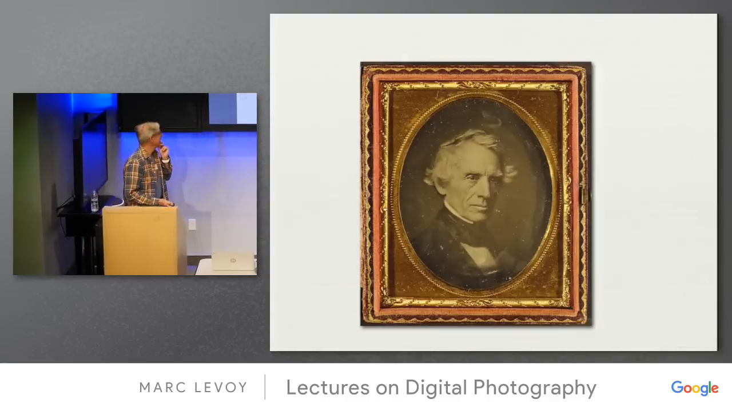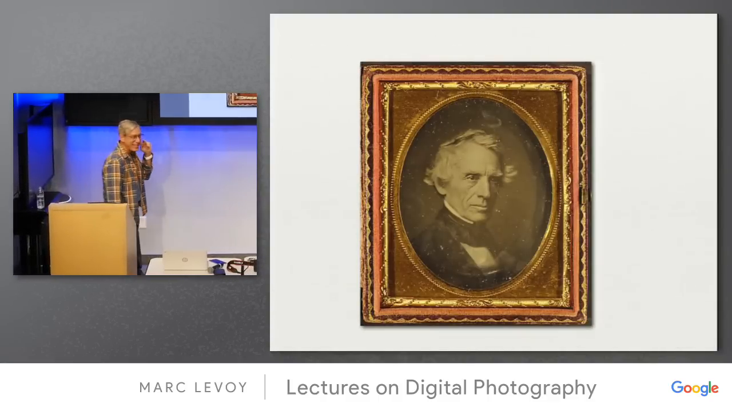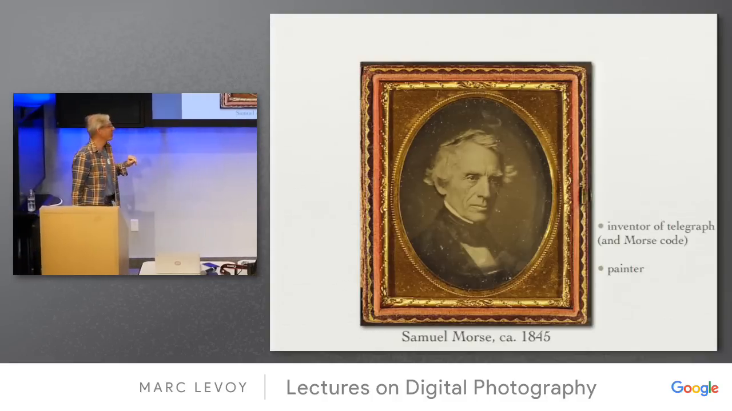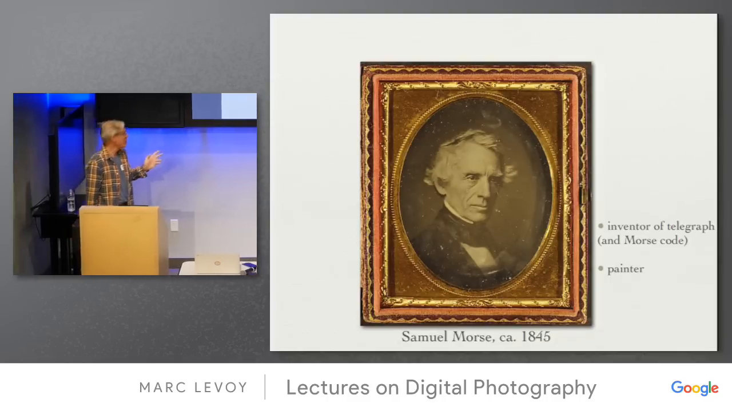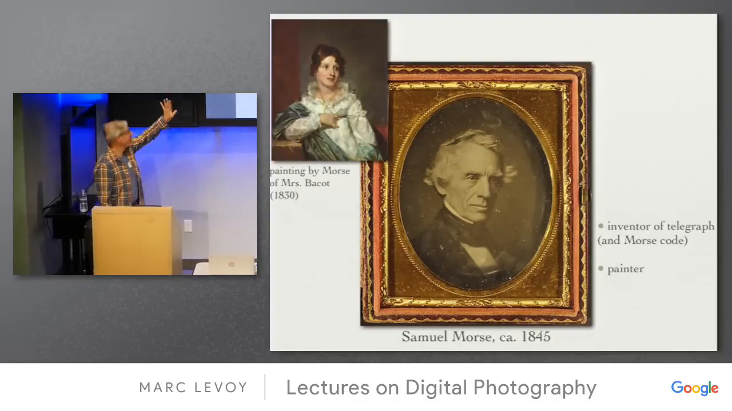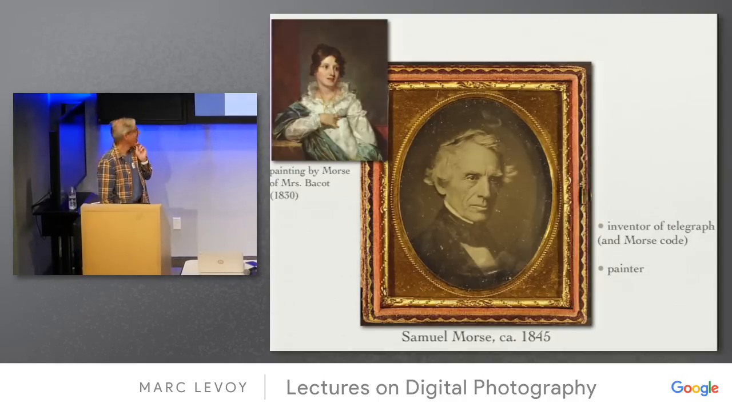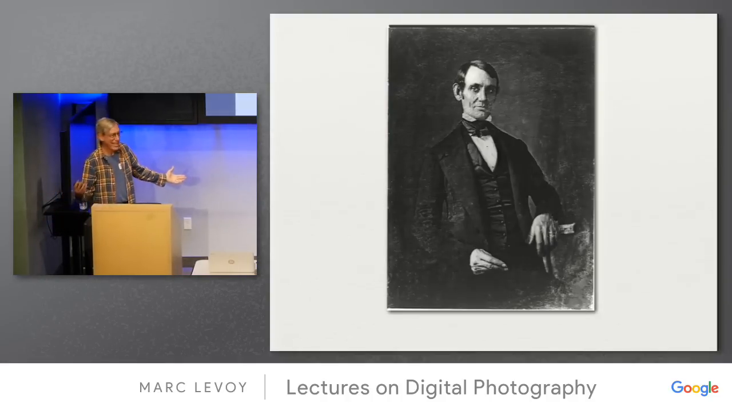All right. How about this guy? What's that? This is hard too. Samuel Morse, the inventor of the telegraph. So he was also a painter. That's not a picture of him when he was younger. That's a picture he painted of a woman. All right, something easier. How about this guy? Abraham Lincoln, before he grew his beard.